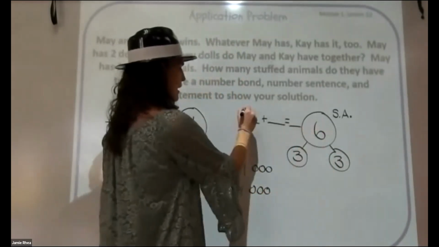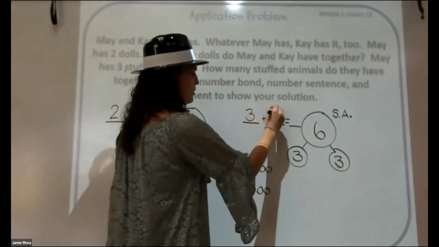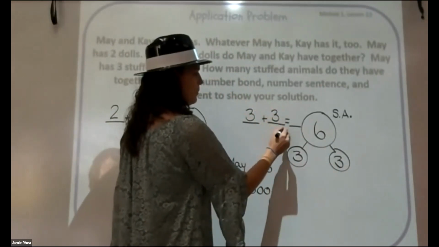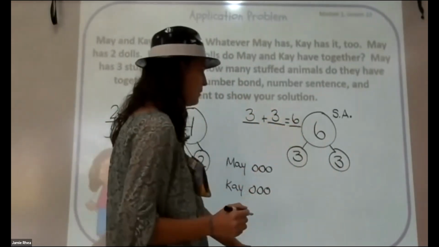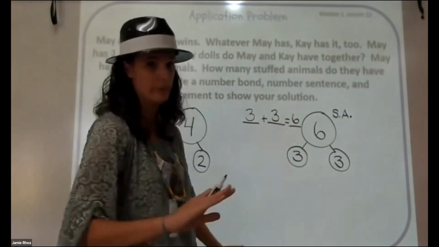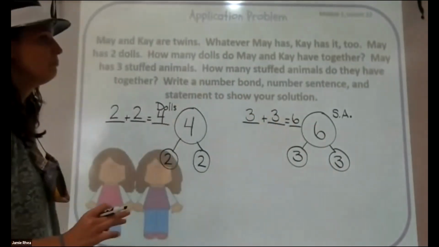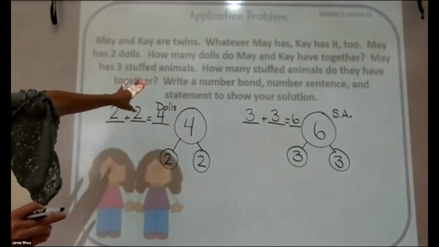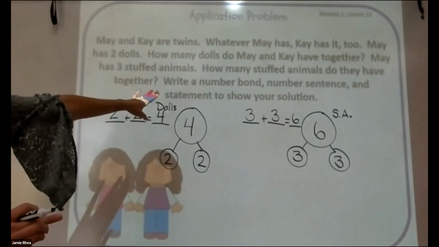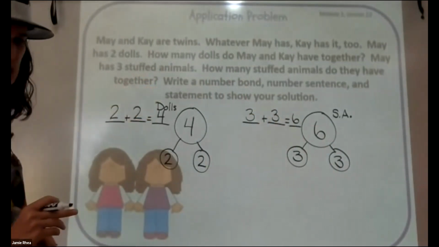So now I can say May has 3 stuffed animals. K has 3 stuffed animals. Together they have 6 stuffed animals. Now, we're not done, because we still have to write a statement to show our solution.